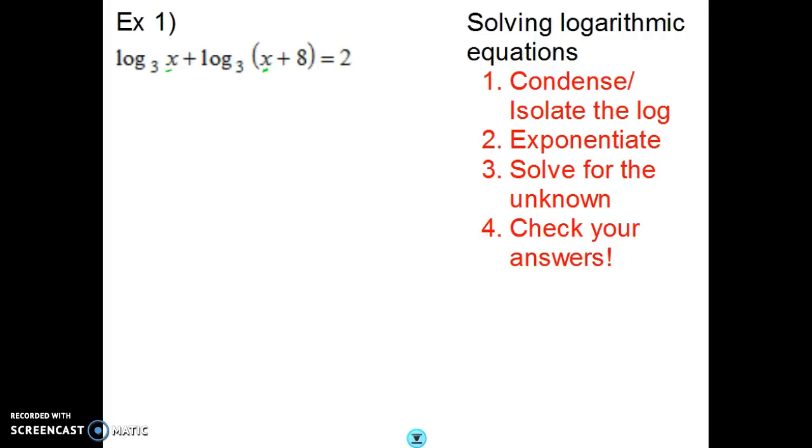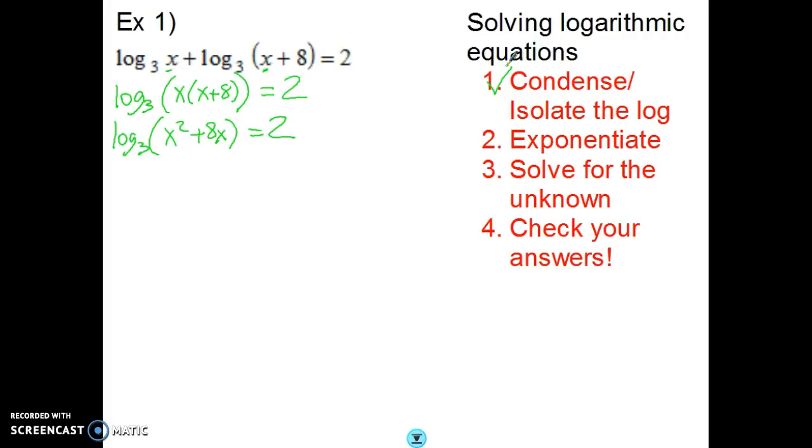But first, as we go through this, the first thing we have to do is condense our logs. So when we have addition, right, remember this is our product property of logarithms. So when we have two logs being added together and their bases match, we can turn that into multiplication inside of the log. So this becomes log base 3 of x times x plus 8 is equal to 2. Just simplifying a little bit, it becomes log base 3 of x squared plus 8x is equal to 2. So that's step 1 done. All right, we've condensed this as much as we can.